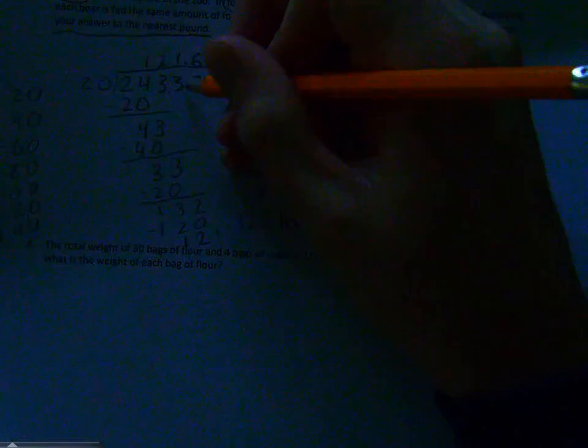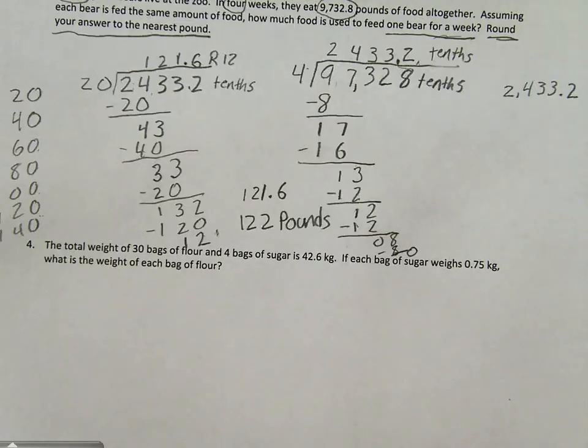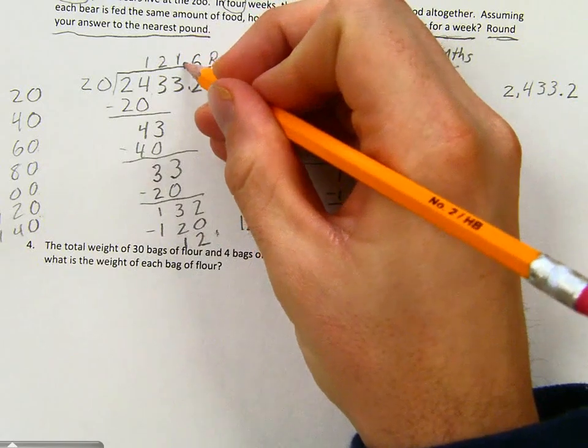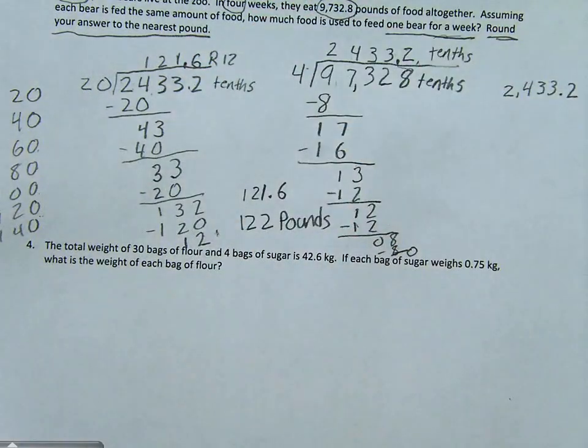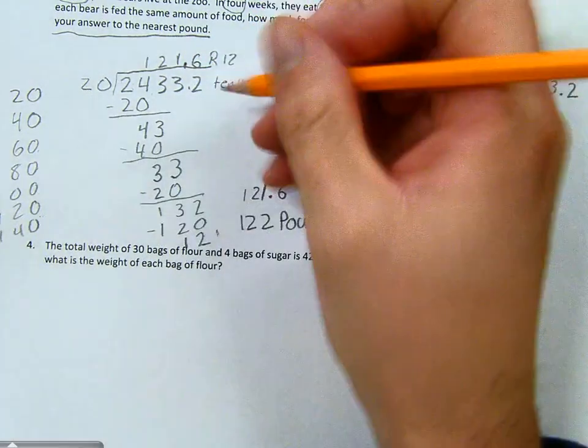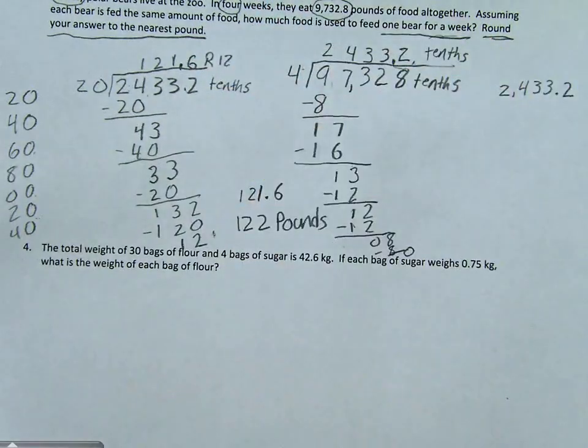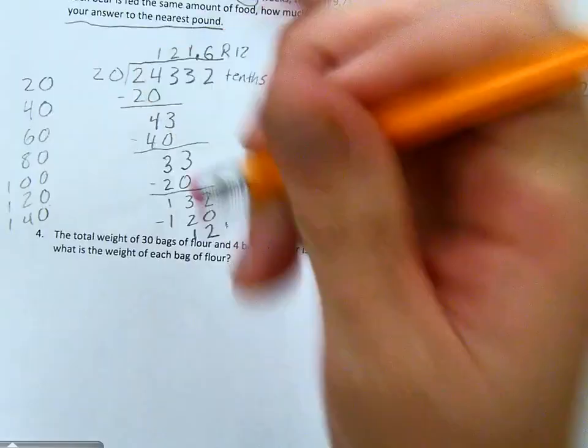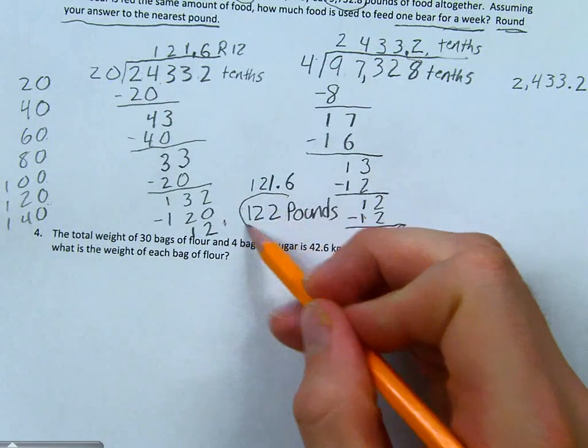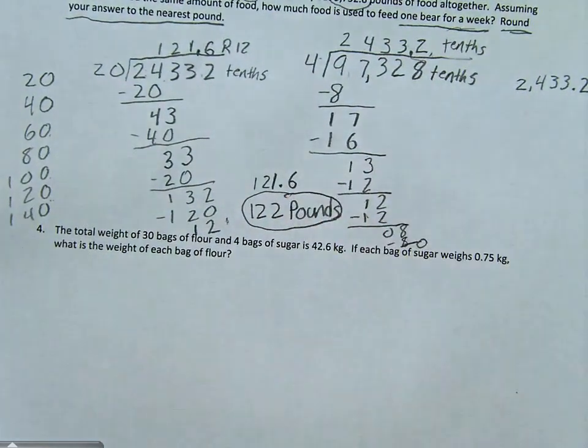Remember, this is tenths. So it's not 1,216. It's 121 and 6 tenths, which will round to 122 pounds. And that's how much each bear eats in 1 week: 122 pounds of food.